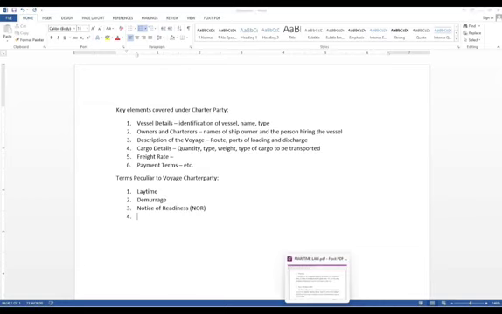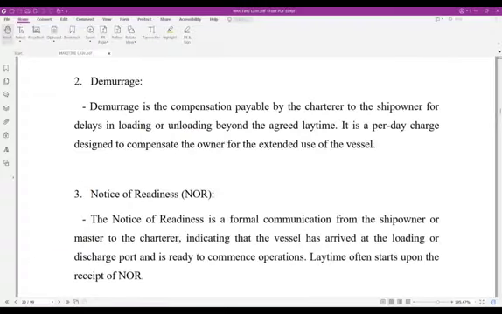The notice of readiness is a formal communication from the ship owner or master to the charterer, indicating that the vessel has arrived. It's like a notification that the vessel has arrived at the loading or discharge port and is ready to commence operations. Lay time often starts upon the receipt of notice of readiness.